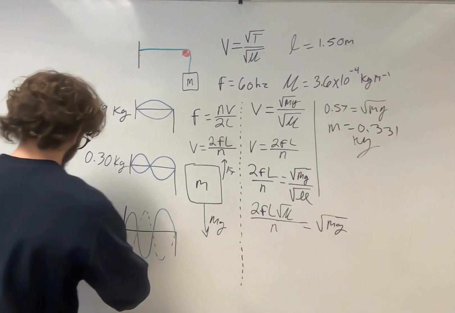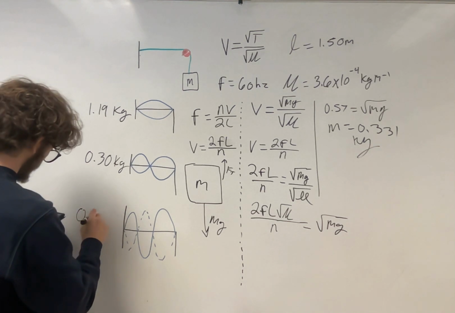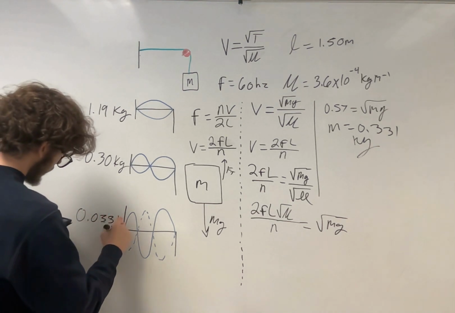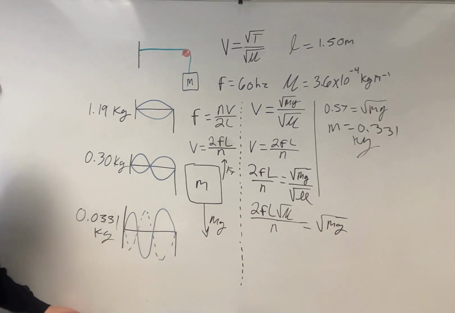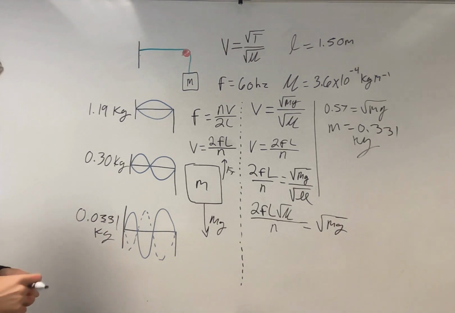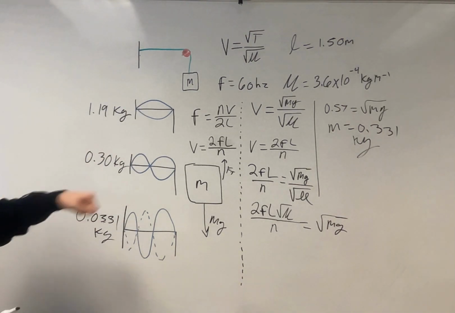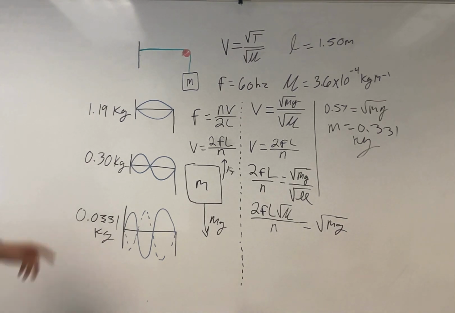All right, so for our final answer here, fully spelled out, given that the oscillator has a frequency of 60 hertz, linear mass density of 3.6 times 10 to the negative 4 kgs per meter, and a string length of 1.5. Given that it's a pulley system, we know that for the first harmonic, that mass needs to be 1.19 kilograms. For the second harmonic, to be shown on that oscillator, we need it to be 0.3 kilograms, and for the third harmonic, we need to bring that down to 0.0331 kilograms.